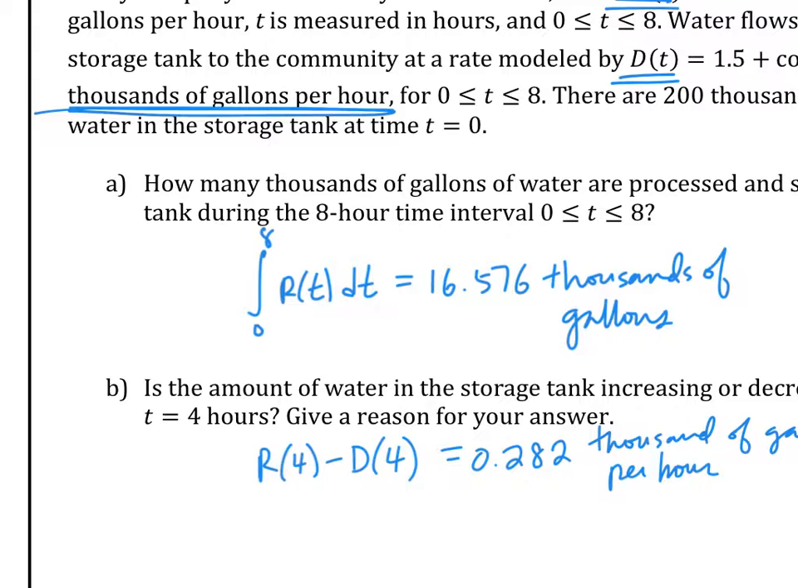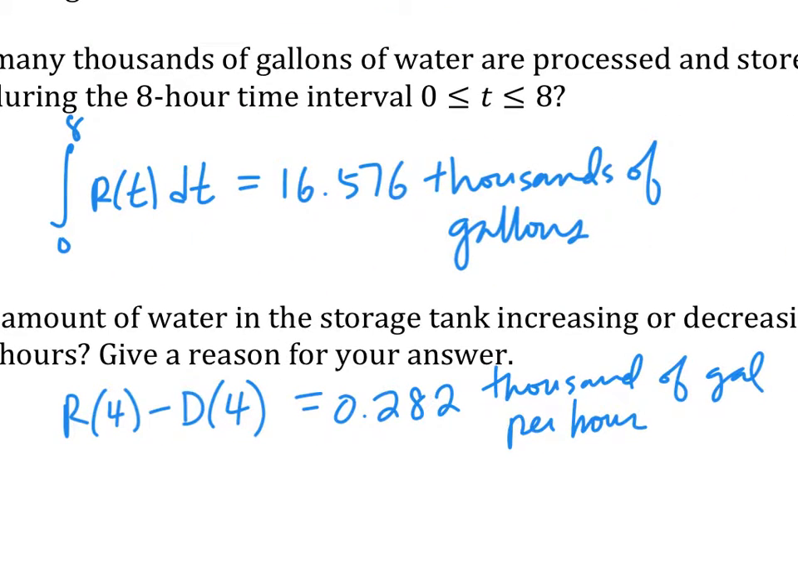The question is, what does this number mean? Because a lot of times they would ask you to interpret the meaning of your answer. So what does 0.282 thousands of gallons per hour mean? You want to take special attention to the sign. It's increasing at 0.282 thousands of gallons per hour at time equals 4 hours. So at that moment, it's increasing. It could be decreasing later at some other time, but at that moment, it's increasing at this rate.